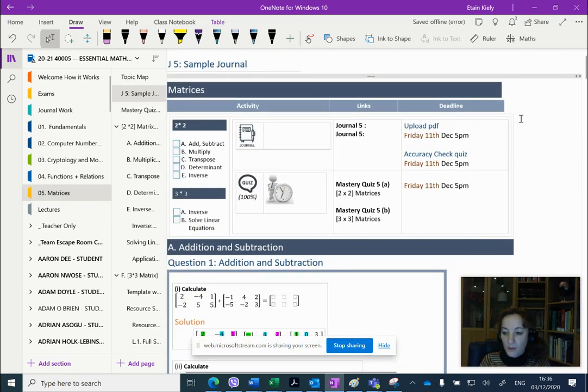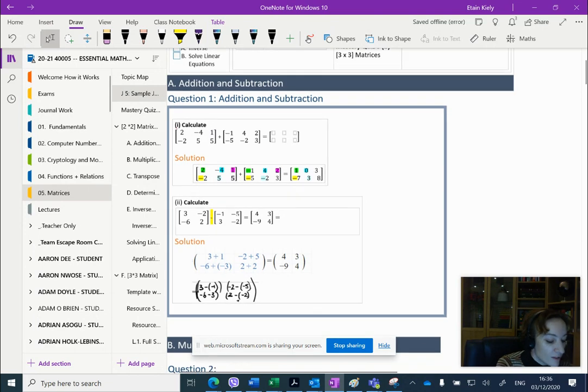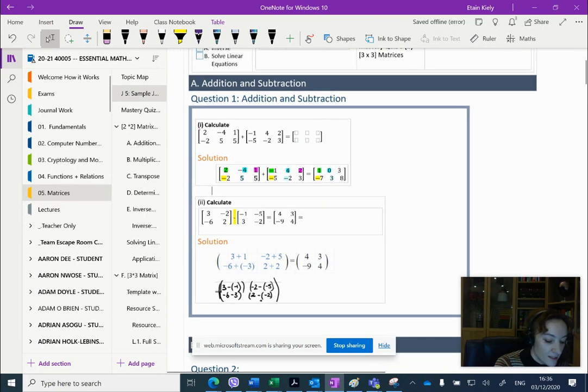Okay, so we're going to try a couple of questions here just to help you out with your journal. The first question is an addition, and the second one is a subtraction question. So if we look at the very first one here, it's addition.